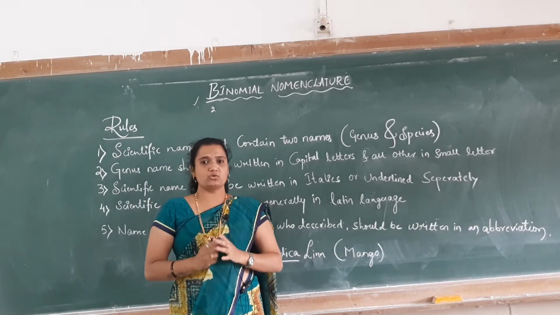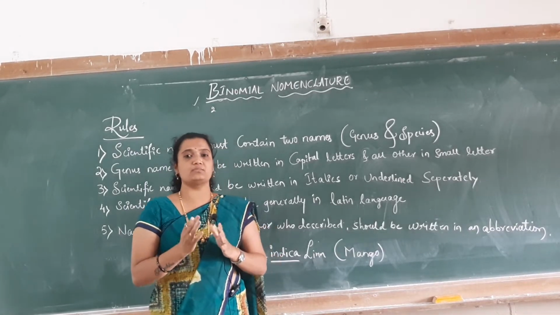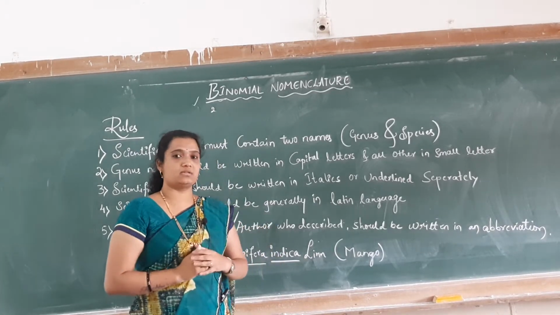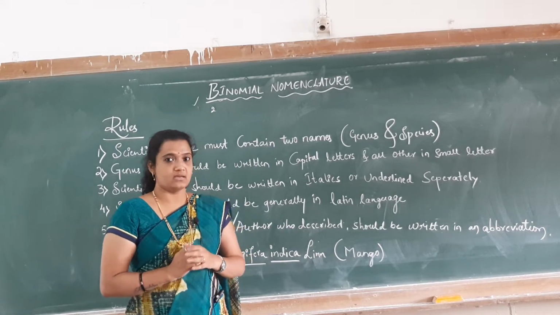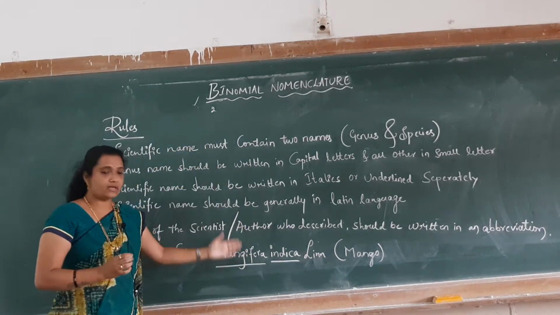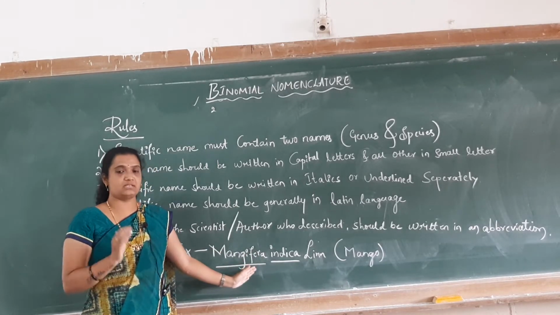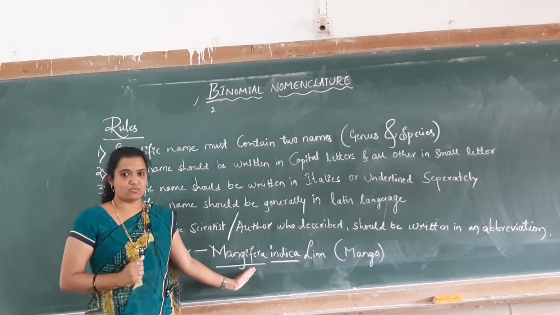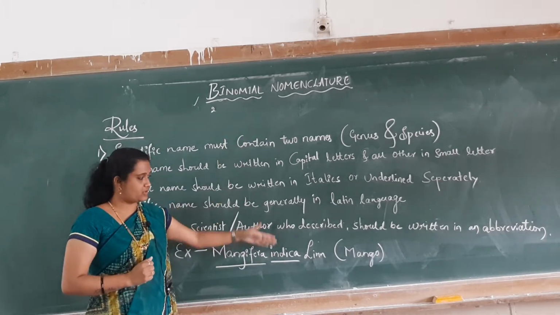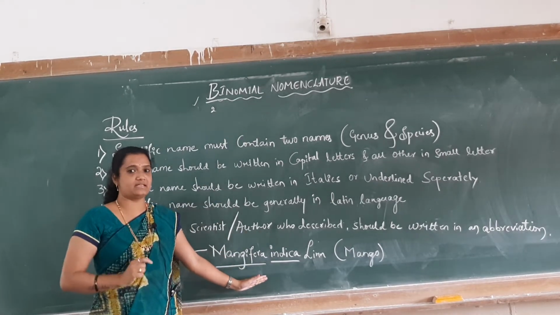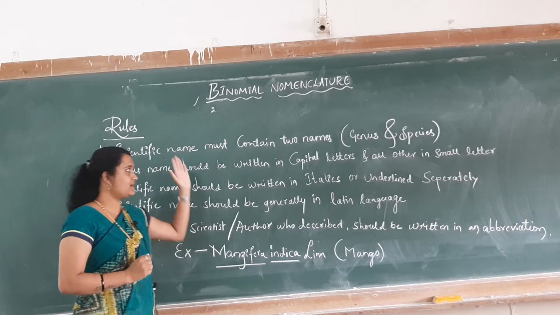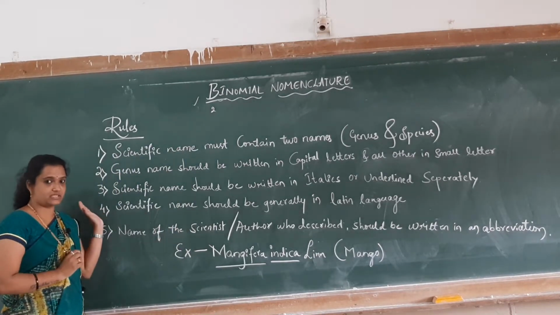Now, there are some rules. The scientists have made some rules to name the organisms. Now, we will look into the rules of binomial nomenclature. This is a very important question for 5 marks. You should write 5 points in the paper and it carries 5 marks. Let us see one by one what the rules are.